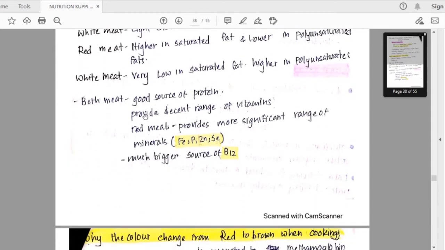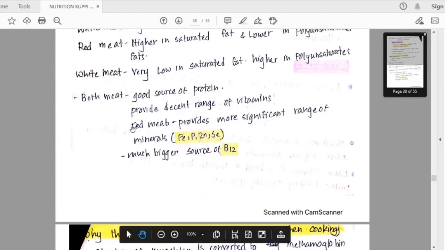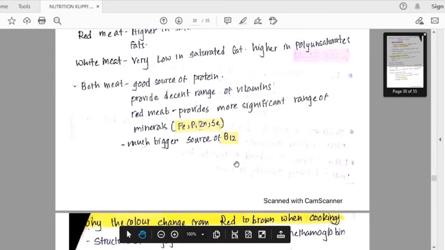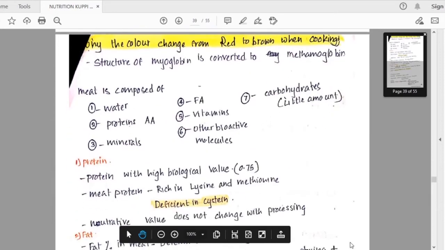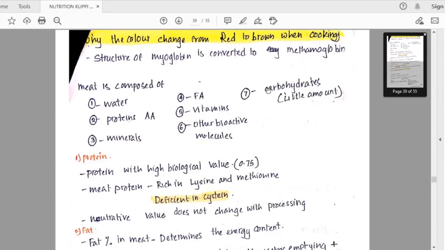However, whether red or white meat, both are a good source of protein and they provide a decent range of vitamins. Red meat provides a more significant range of vital minerals such as iron, phosphorus, zinc and selenium. And it is a much bigger source of B12. Compared to other food groups like pulses and rice, meat is a very good source of vitamin B12. Why does the color change from red to brown when cooking? The structure of the myoglobin is converted to methemoglobin.